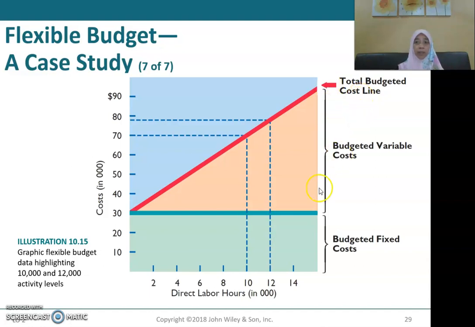It consists of your fixed portion and your variable portion. So fixed remains unchanged, while your variable cost increases as your activity level increases. So that's how you draw your graphic flexible budget data. But for exam purposes, you are not required to prepare this graph. This is just for sharing of knowledge, so that you know how the flexible budget can be depicted on a graph.